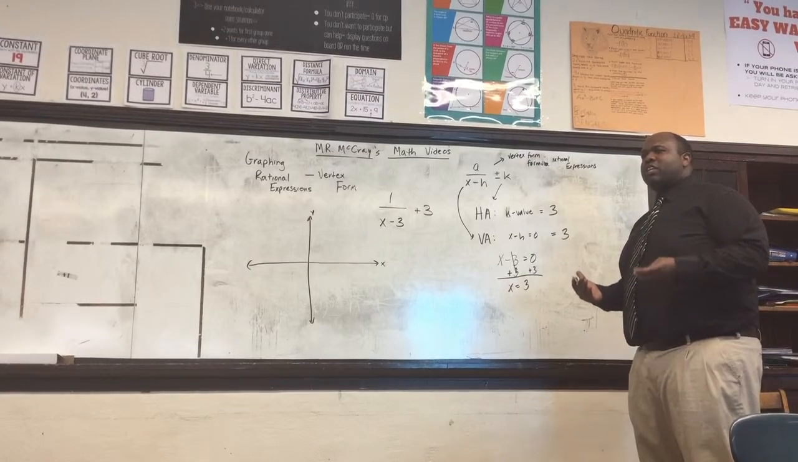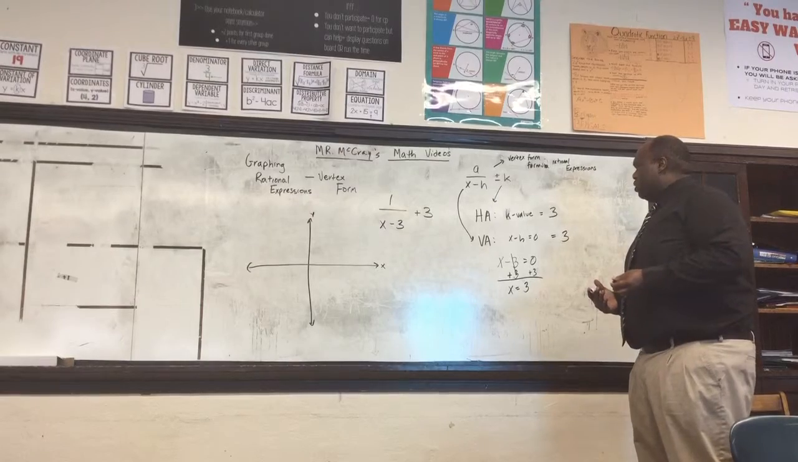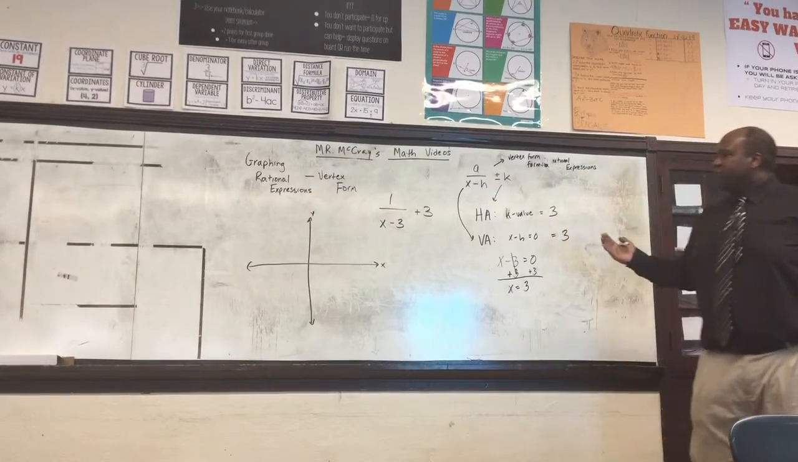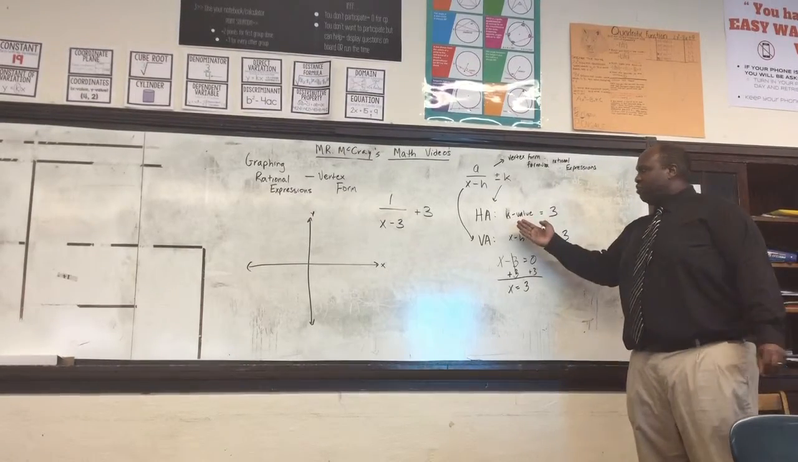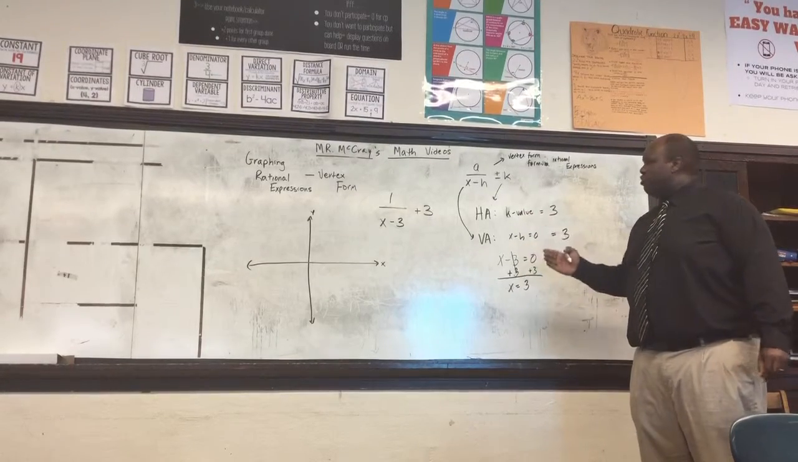Okay, those are going to be the limit points of where the graph's going to be, and I'll explain that as we go along in the process. So first I'm going to take the HA, horizontal asymptote, and the VA, vertical asymptote, and graph what they look like and make dotted lines to show them.